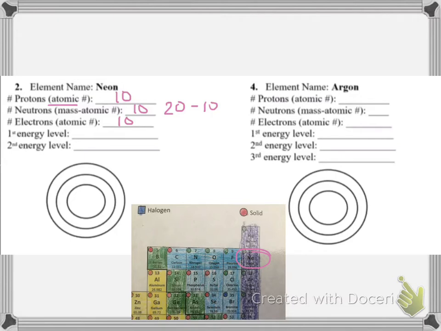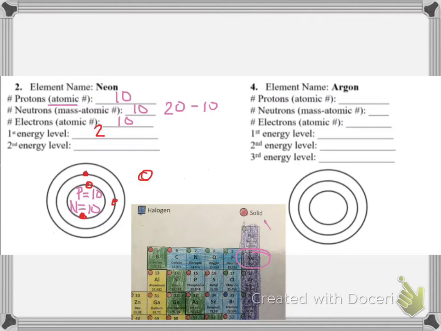How many electrons go in the first energy level? That number is always the same unless it's hydrogen. Oh, I forgot to put the P in there. So protons inside is 10, neutrons inside is 10. And now we're putting on our 2 electrons.